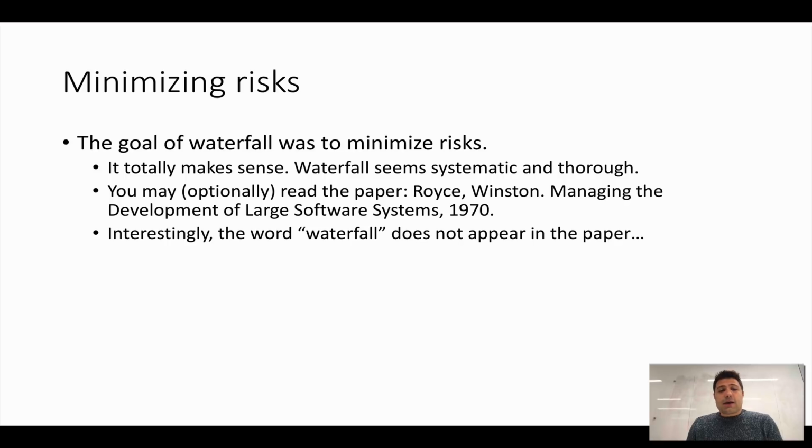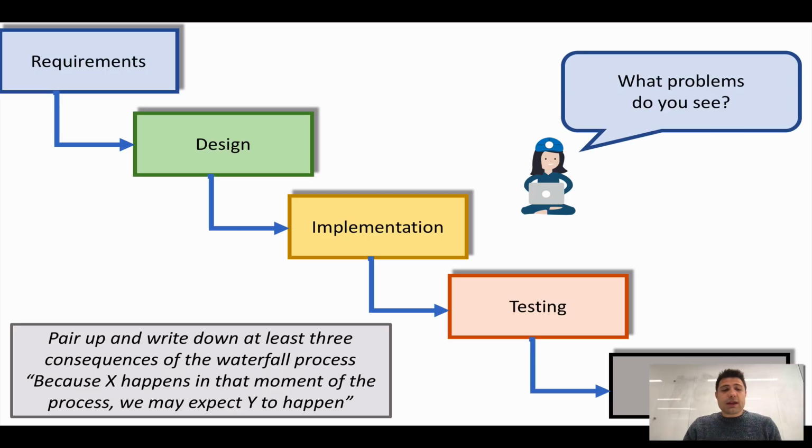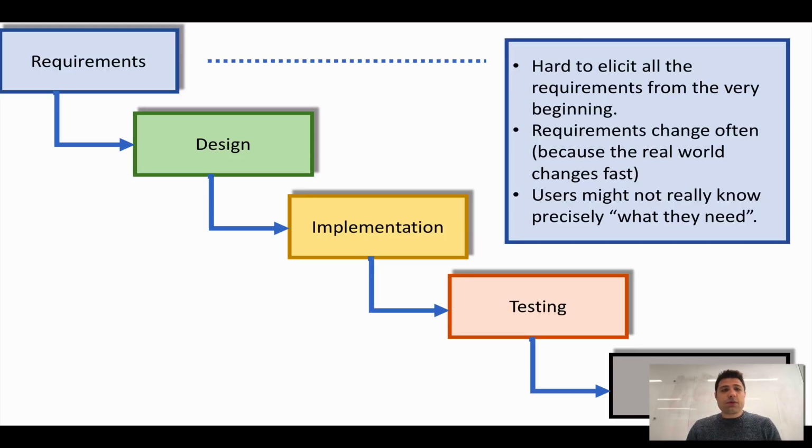So in a way, the goal of the waterfall was to minimize risks, and that was what they tried to do. And you can actually read the original paper where the waterfall is described. It is from the 70s. And funny thing, the word waterfall doesn't appear in the text. But then we started to see some problems in practice when trying to implement the waterfall. And the exercising lecture was for you to think about them. You thought a lot about these problems. Let's just go through a few of them.